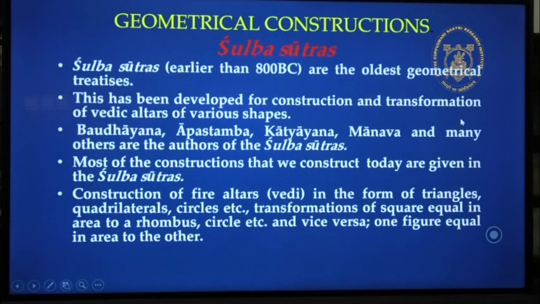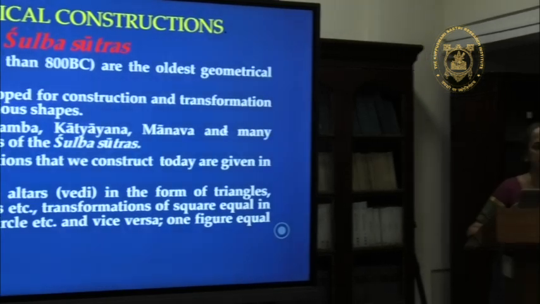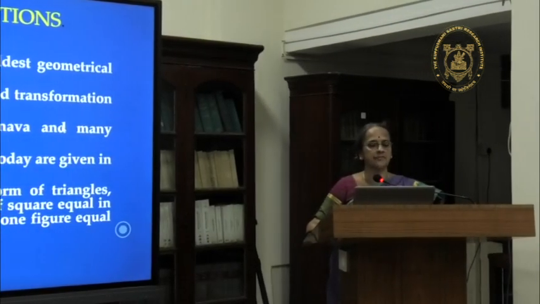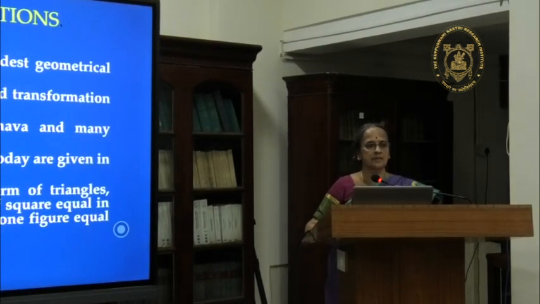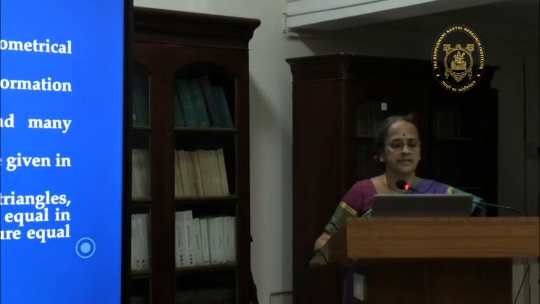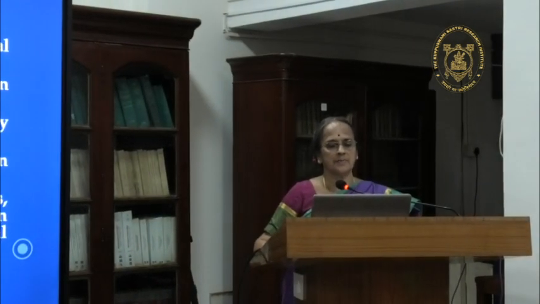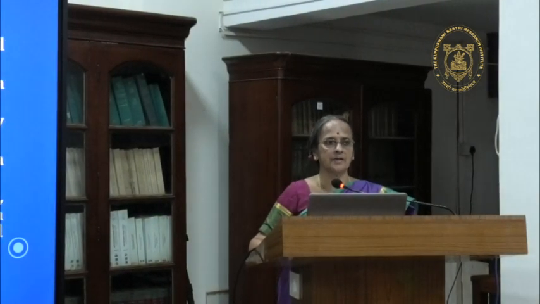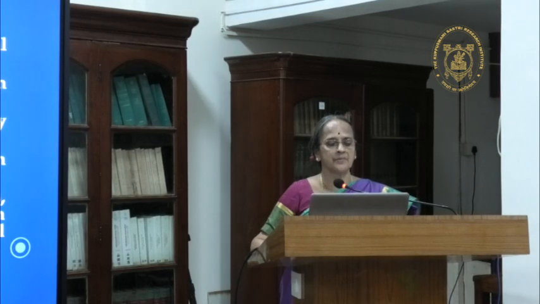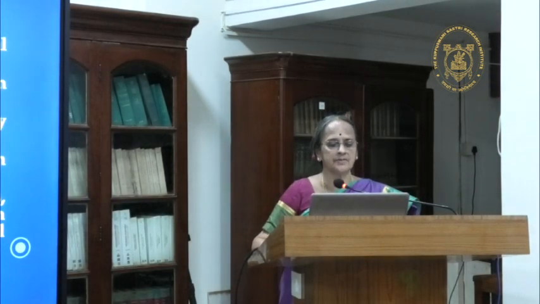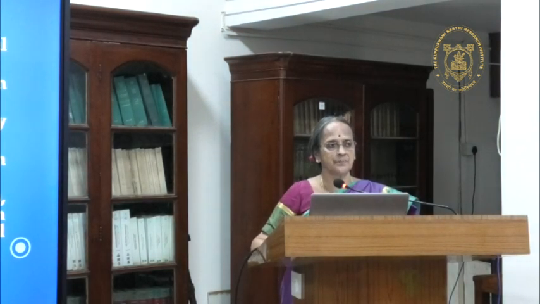Shulba Sutras are the oldest geometrical treatises available. They were developed for the construction and transformation of Vedic altars of various shapes. These are ascribed to Baudhayana, Apastamba, Katyayana, Manava, and eight more seers. Most of the constructions that we do today, and more than that, are described in Shulba Sutras.